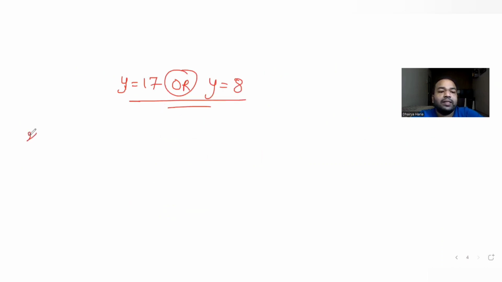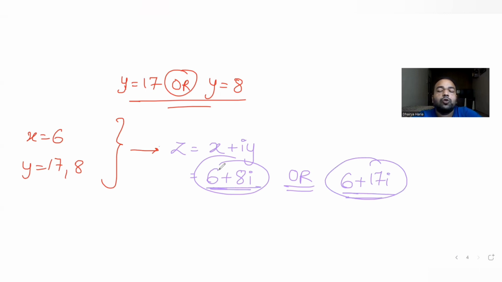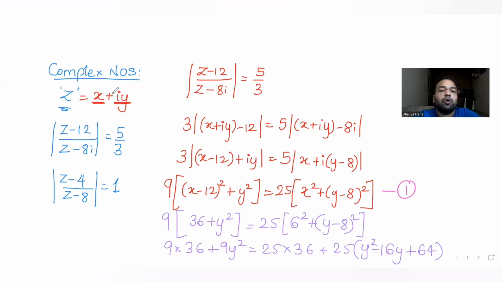So I had x as 6, but I have two answers for y. It can be 17 or 8. He's asking me to find the complex number, which is x plus iy. That is 6 plus 8i, or 6 plus 17i. So two answers for the same complex number. The complex numbers which satisfy both of these conditions are 6 plus 8i and 6 plus 17i.